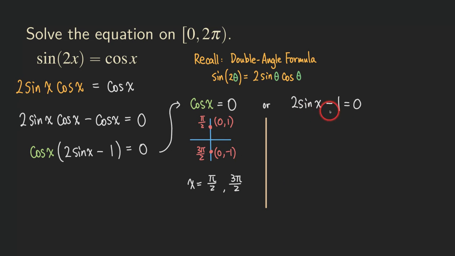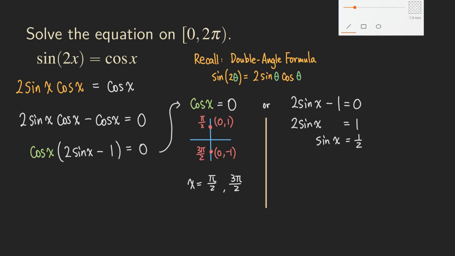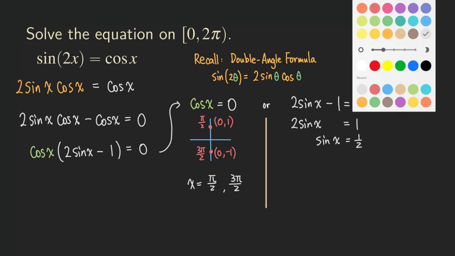This one we actually need to isolate the sine function, so that will be straightforward. We add 1 to both sides of the equation. We are going to get 2 sine x is equal to 1. And then you divide both sides by 2, then you are going to get sine x is equal to 1 over 2. And just like usual, we are going to just draw the triangle.